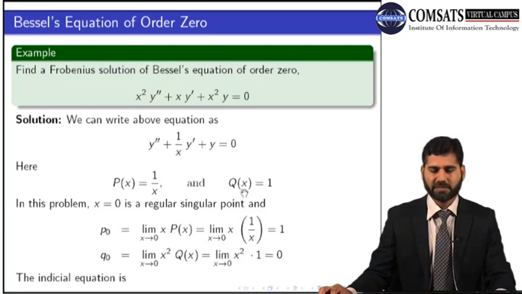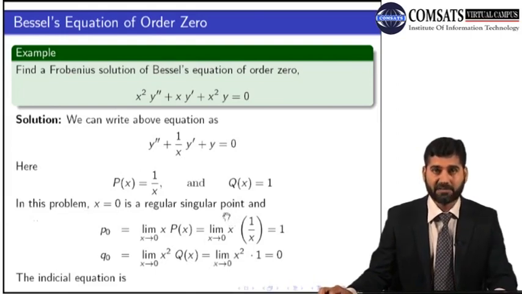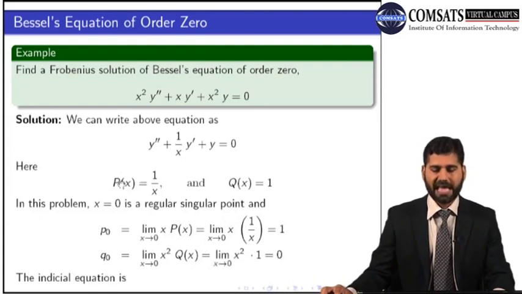It's an analytic function. If you multiply by x square, you get x square. It's also an analytic function. Both are analytic, so x equal to 0 is a regular singular point. In this problem, x equal to 0 is a regular singular point, so we can apply the method of Frobenius. P naught is the limit as x goes to 0 of x p(x), which is 1.